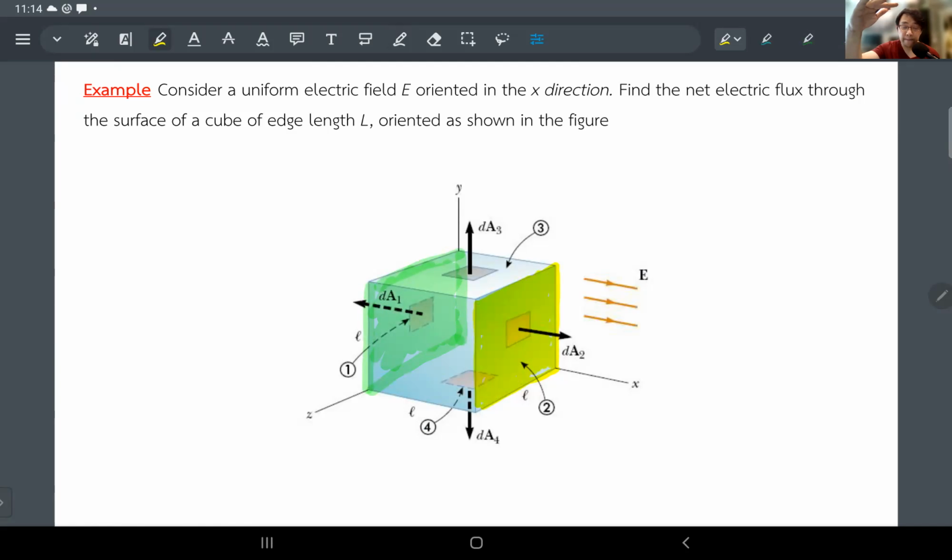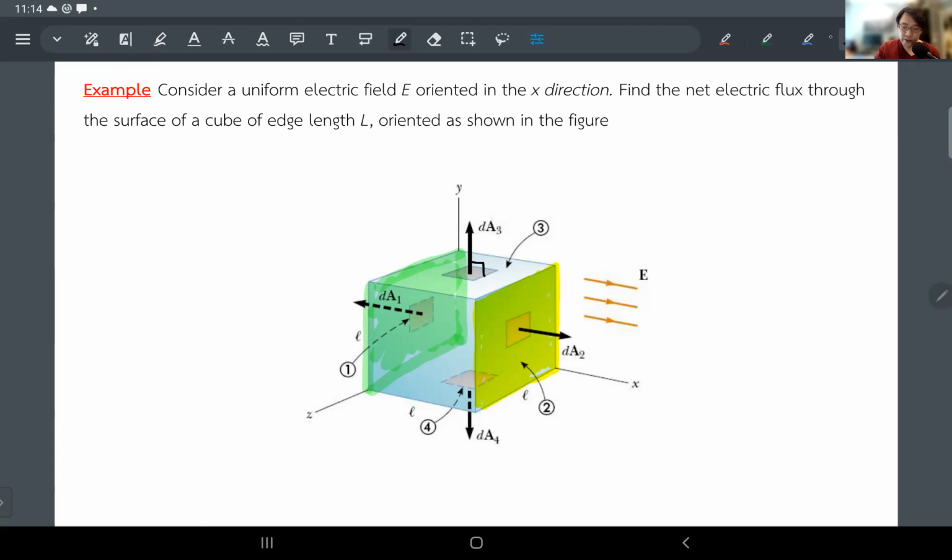The top and the bottom, and the sides, will not get any flux because the electric field is just passing by. There's no angle to it. So there's nothing. Or in terms of the area vector, the top surface area is perpendicular to the E. Same thing with the front, the bottom, and the back.